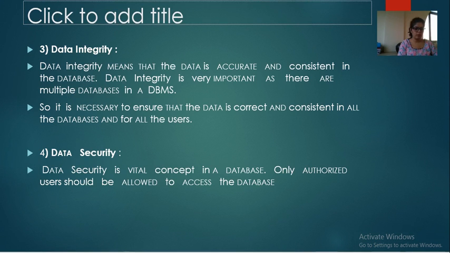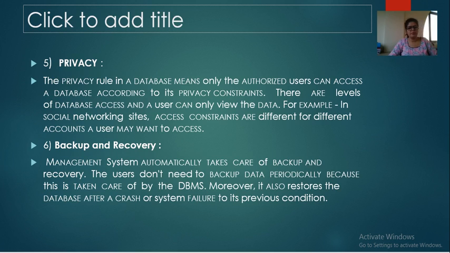So that is how database is very important in terms of data security. Next, let's talk about the next advantage of DBMS, that is privacy. Again, it is related to security. So what is privacy? A privacy rule in a database means only authorized users can access the database according to their constraints. We can apply different types of constraints on what type of access is given to what type of users. Even there are different levels in a database to access and to view the database.